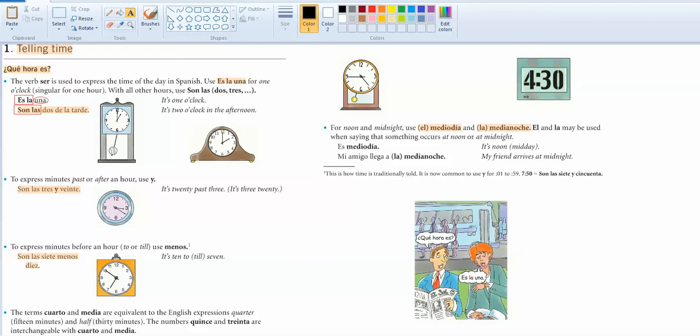So what we do is we express minutes past or after an hour. We use the and. We use the y. Wait a minute. Let me go back and make it red. Okay, because what we're going to say, for example, here, it's 3:20. So we're going to say it is 3. Well, with it being 3, it's not 1. So we're going to pick son las tres, y, and then however many minutes. Well, if it's 20 minutes, we say y veinte. Okay, so then let's go back and look at what we have in our practice.